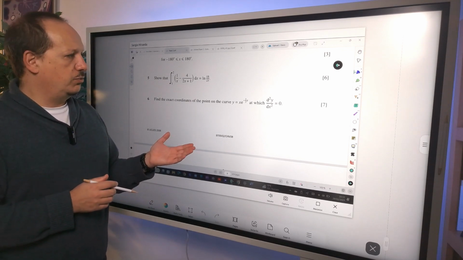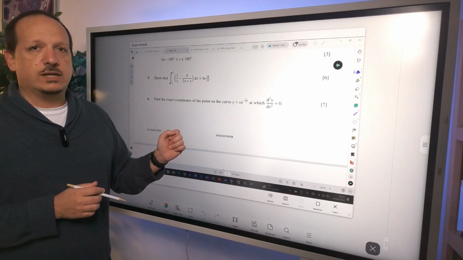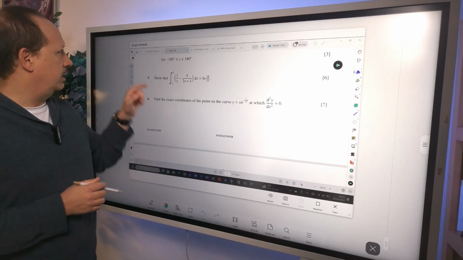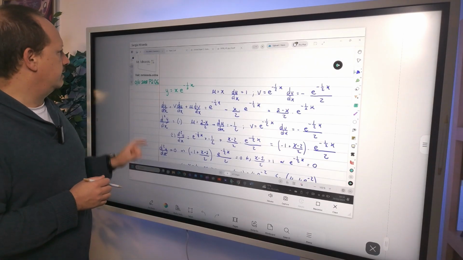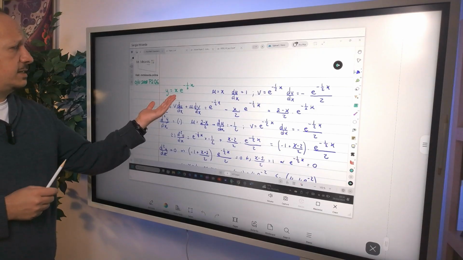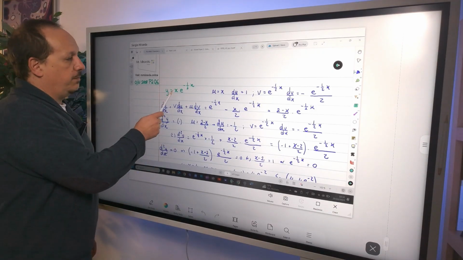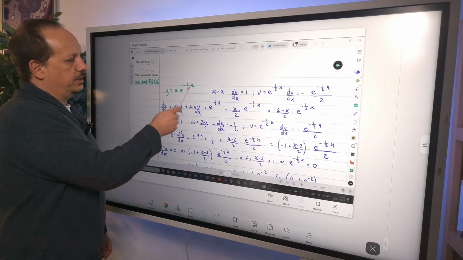So what do you have to do over here? You'll have to differentiate this twice, all right, to answer that question. So let's look at it. So here you have it. This is a product of two simpler functions. The first one being x, the second one being this over here.